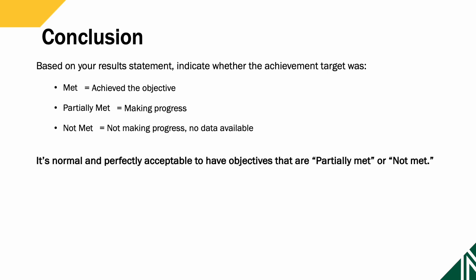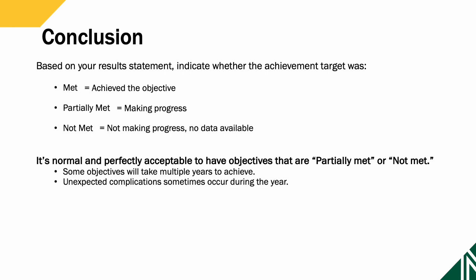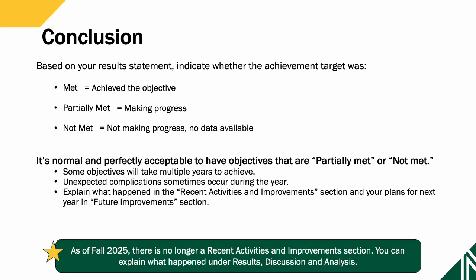It's normal and perfectly acceptable to have objectives that are partially met or not met. I'll repeat that. It's normal and perfectly acceptable to have objectives that are partially met or not met. We know that some objectives may take multiple years to achieve, and for those objectives, it is likely that your response will be partially met until the final year. It is also quite common that we encounter unexpected complications during the year, which may delay or sideline an objective. If that's the case, you should explain what happened in the recent activities and improvements section and your plans for next year in the future improvements section.